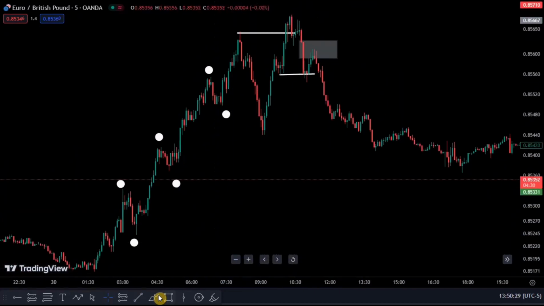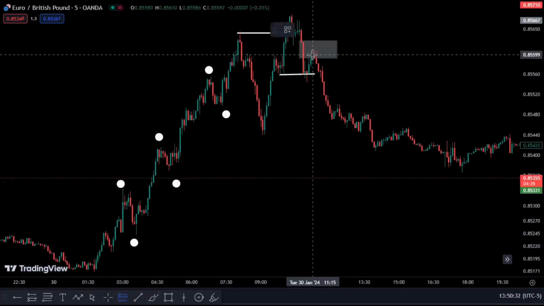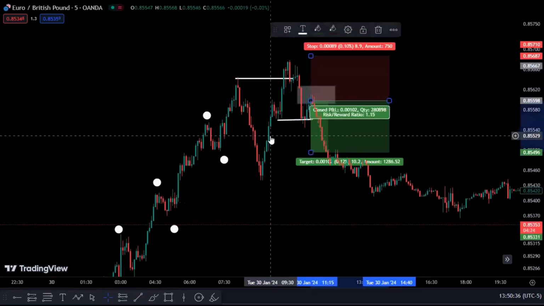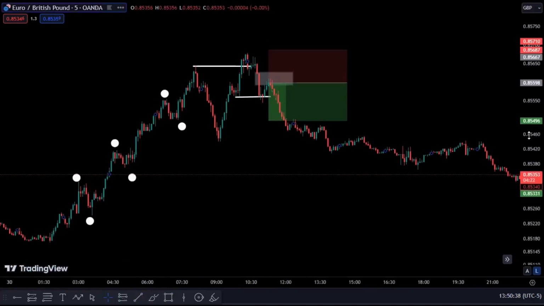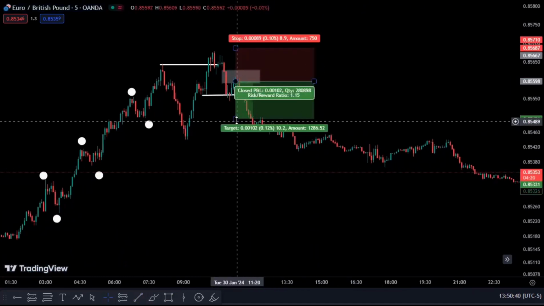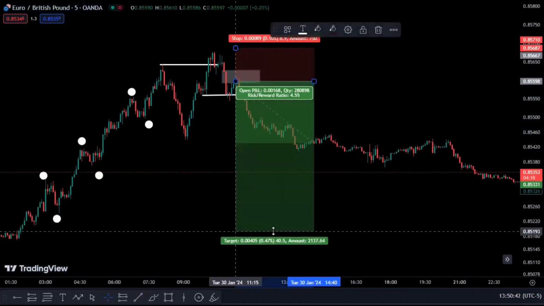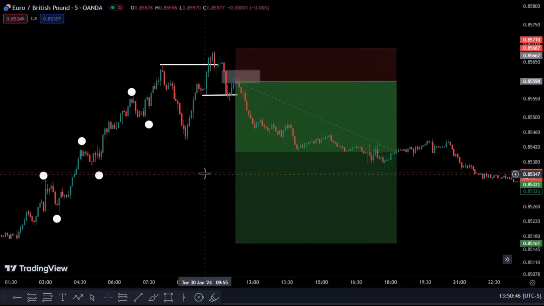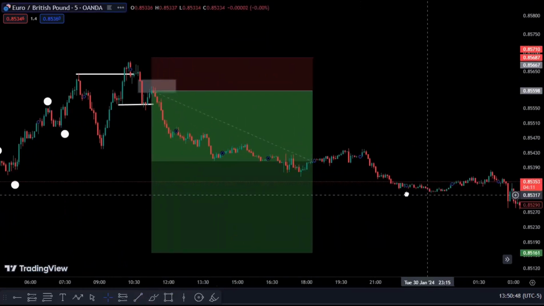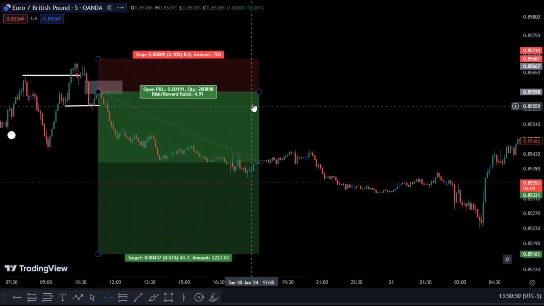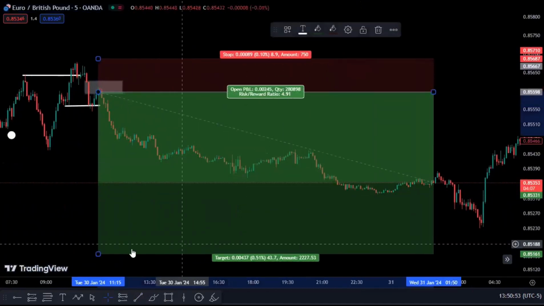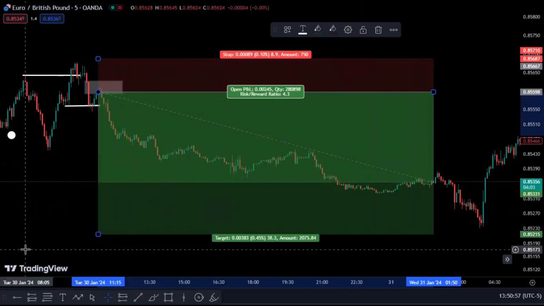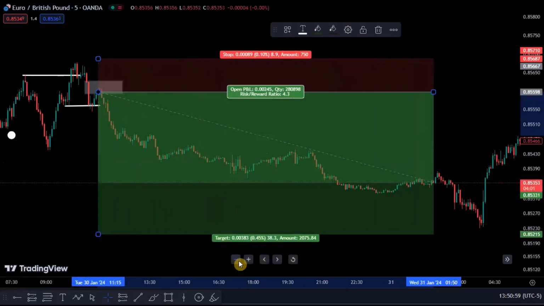So I placed my orders here after the market came back to my fair value gap, with my stop loss just slightly above there. And then I went straight for my 1:5 risk to reward. So let's look at this. See how beautiful this is. Price delivered. It was 1:4, remember that clearly. So price actually delivered very well.